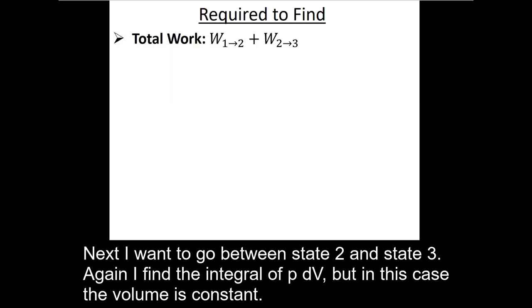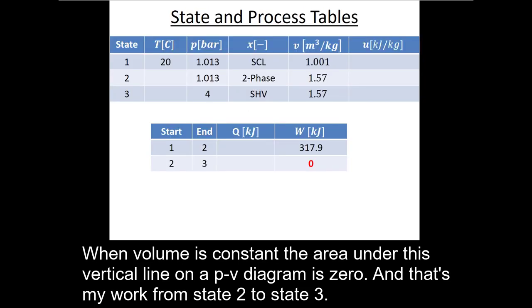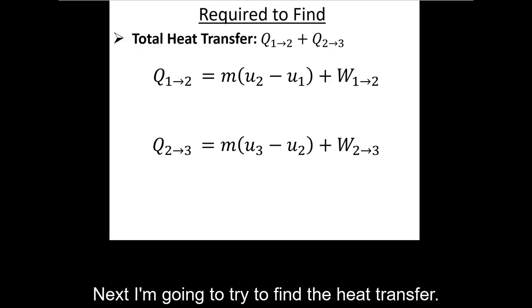Next, I want to go between state 2 and state 3. Again, I find the integral of PdV, but in this case, the volume is constant. When volume is constant, the area under this vertical line on a PV diagram is 0, and that's my work from state 2 to state 3. Next, I'm going to try to find the heat transfer.